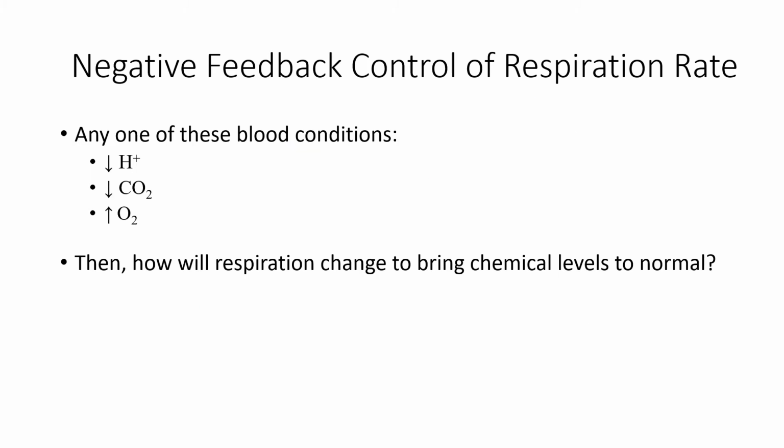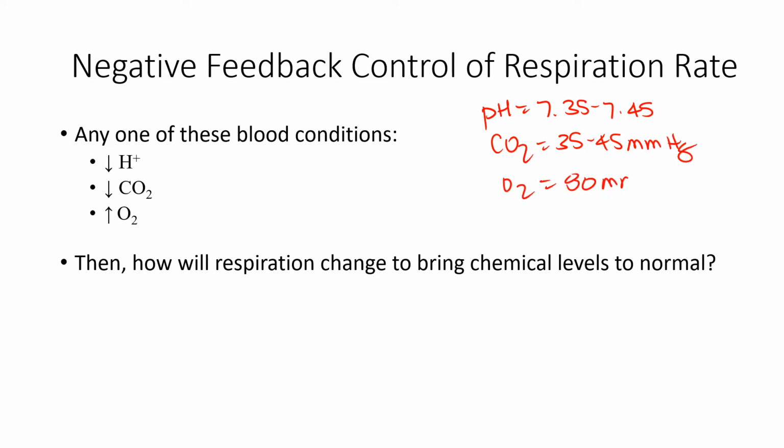Let's flip it the opposite direction. Let's keep in mind what's normal. Normal pH, 7.35 to 7.45. CO2 normal, 35 to 45 millimeters mercury. Oxygen normal, 80 millimeters mercury or greater. Like I said, I put a plus sign there to remind us of that. If you happen to have less hydrogens, that means you have a case called alkalosis. Too little carbon dioxide is a case of hypocapnia, and too much oxygen is a case of hyperoxia.